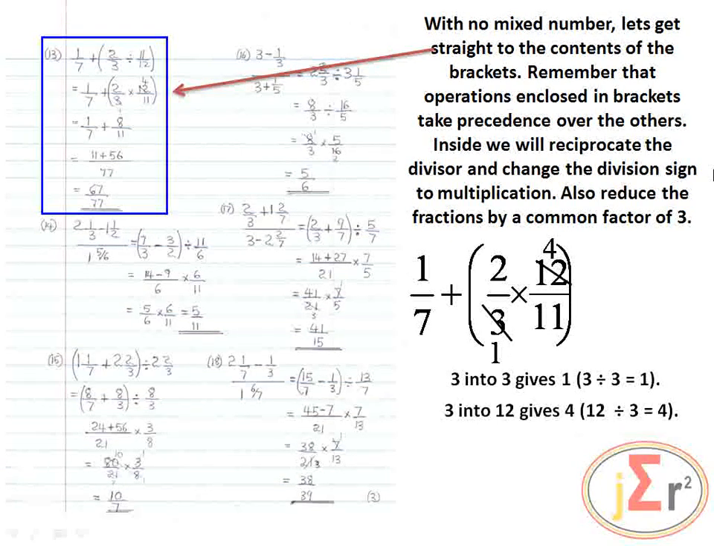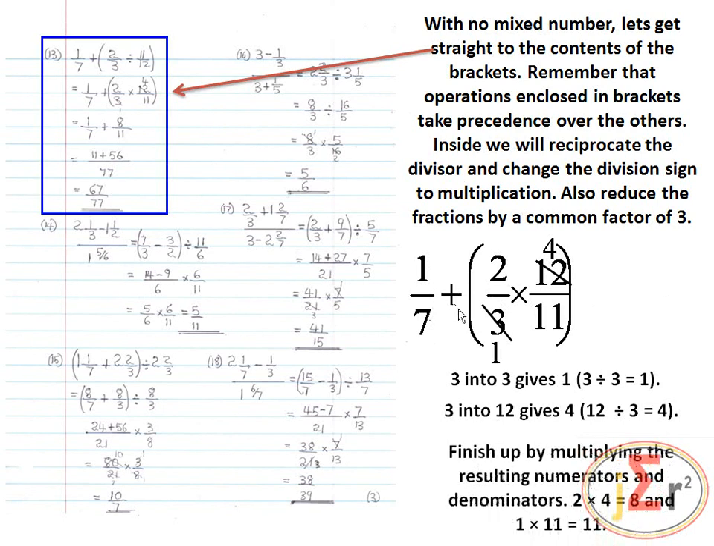Now we will have 1 over 7 plus the result. So we will finish this process by multiplying the numerators. 2 times 4 is 8, and 1 times 11 is 11. So we have the 1 over 7 right there, and then we have the result of the fraction reduction right here, which is 8 over 11.